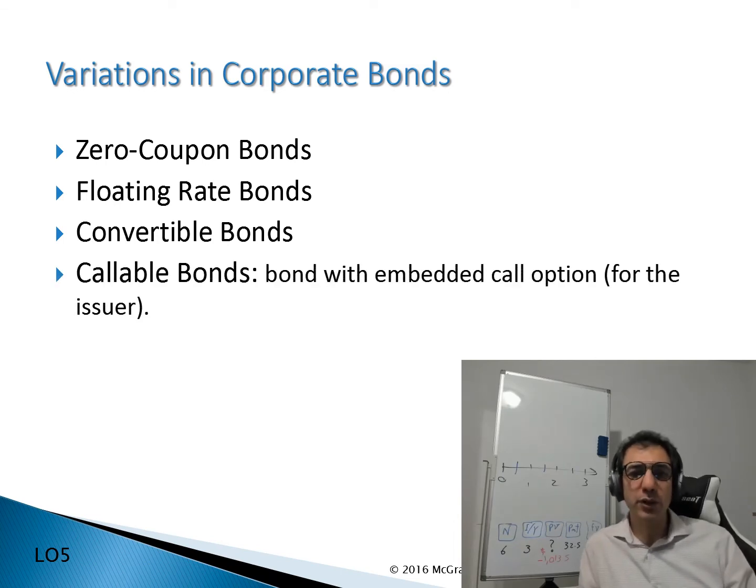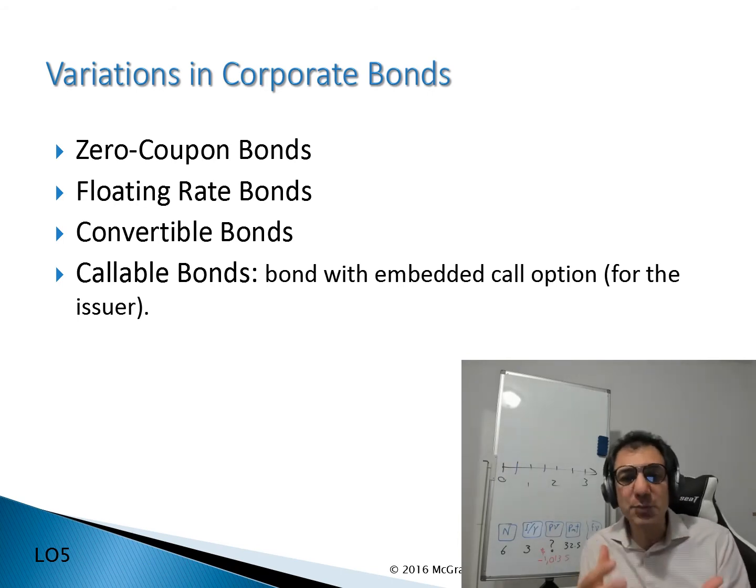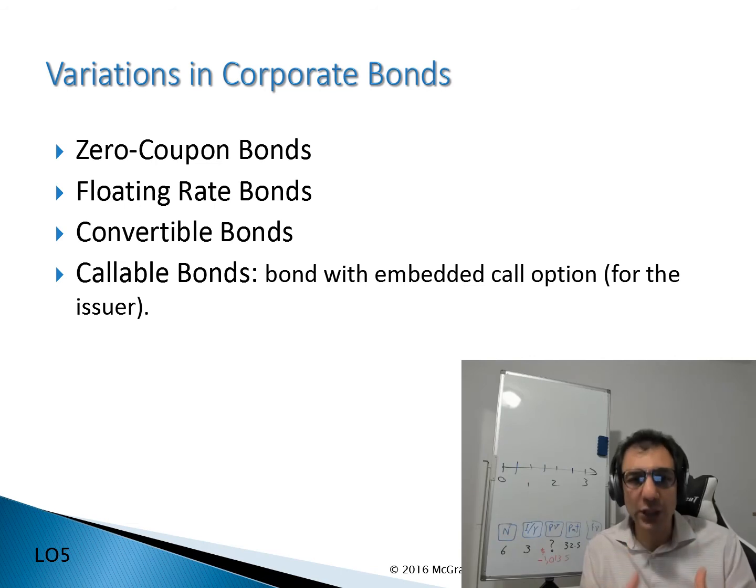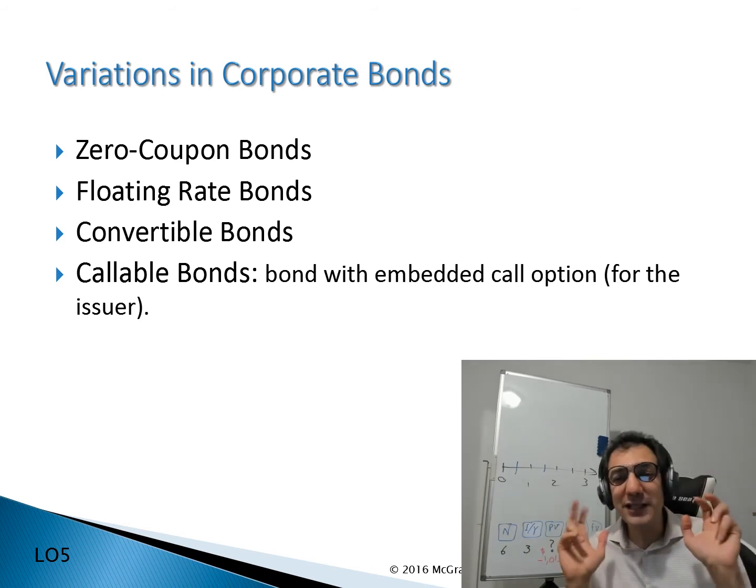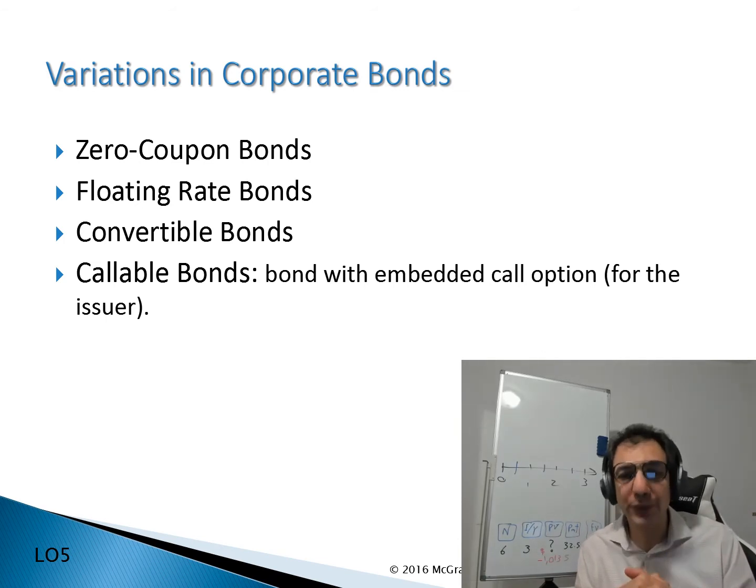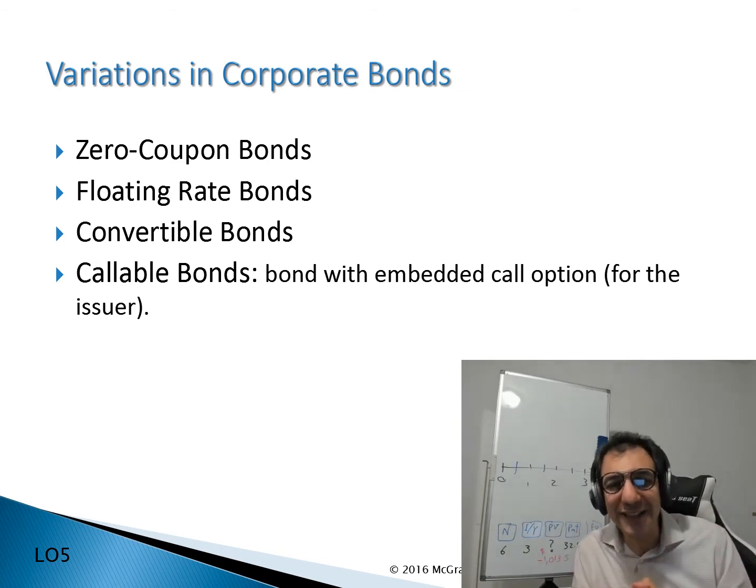Another feature which is very important is called callable bonds. Some of the bonds are callable. I'm going to talk about this a bit more. These bonds have an embedded call option. What does it mean? It means the issuer, the company, the government, whoever is selling this bond, has the option to buy back its own bonds. So they can buy back and pay you a specific lump sum. Now, this specific lump sum, which is also called the call price, most probably is greater than the face value.